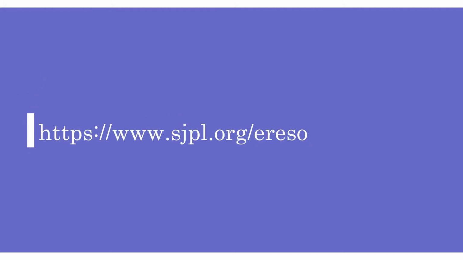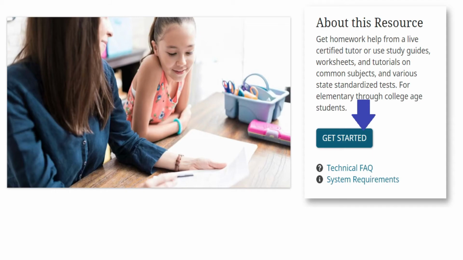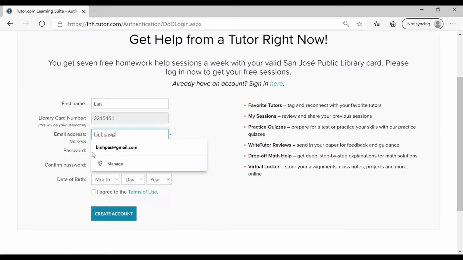After that, you open a browser and type in sjpn.org/eresource/tutor.com. That will link to tutor.com and click Get Started to register for your account. Fill in the form with your contact information.